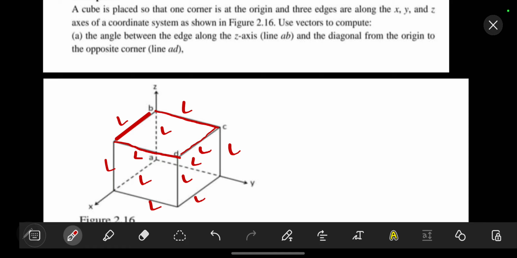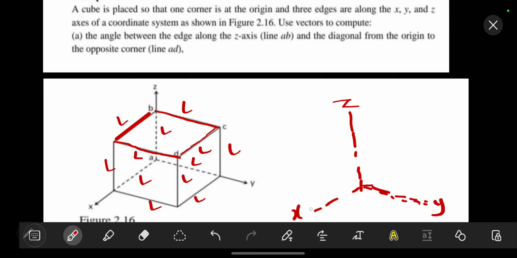Now what distinguishes the cube sides is what component it is. As you can see, we have the z-axis extended like that. We have the x-axis this side. We also have the y-axis like this.